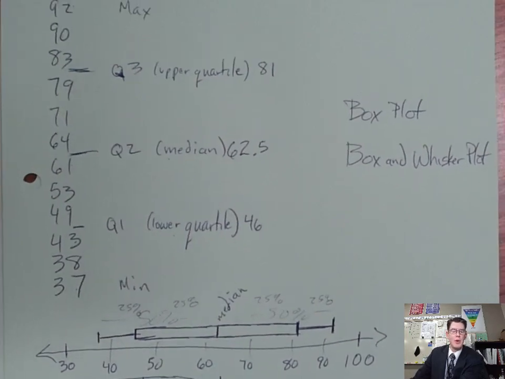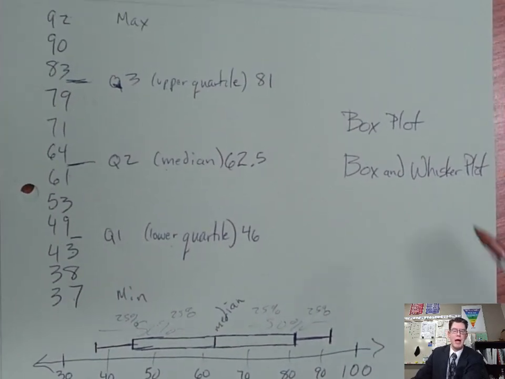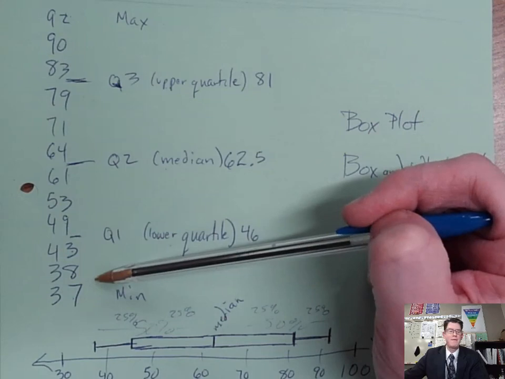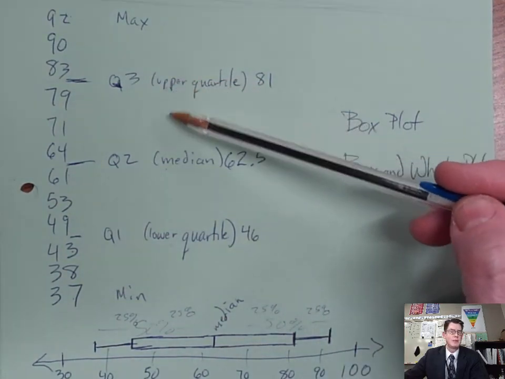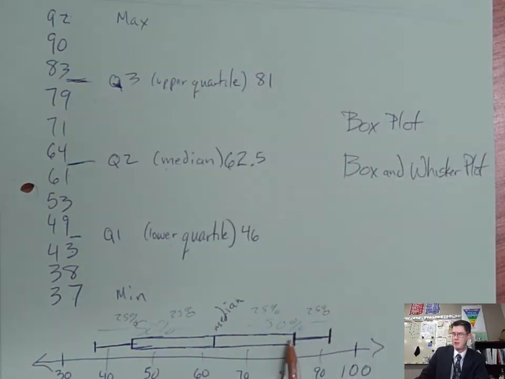Okay, so now you have an idea of box and whisker plots. You line up the data from largest to smallest, find the quartiles, and box them in.